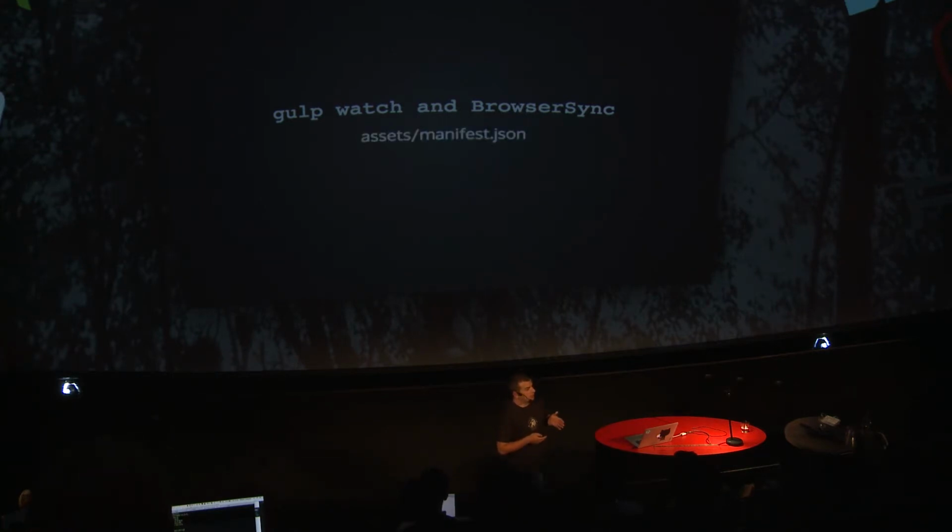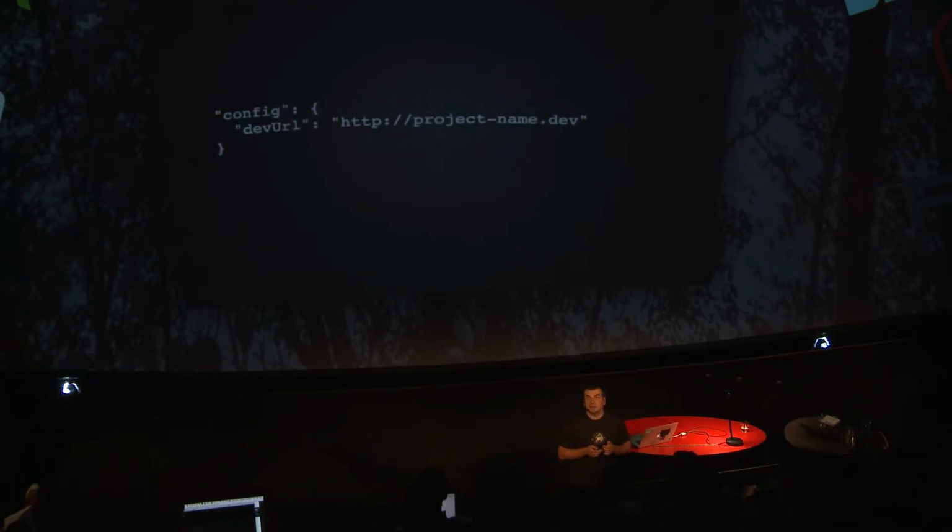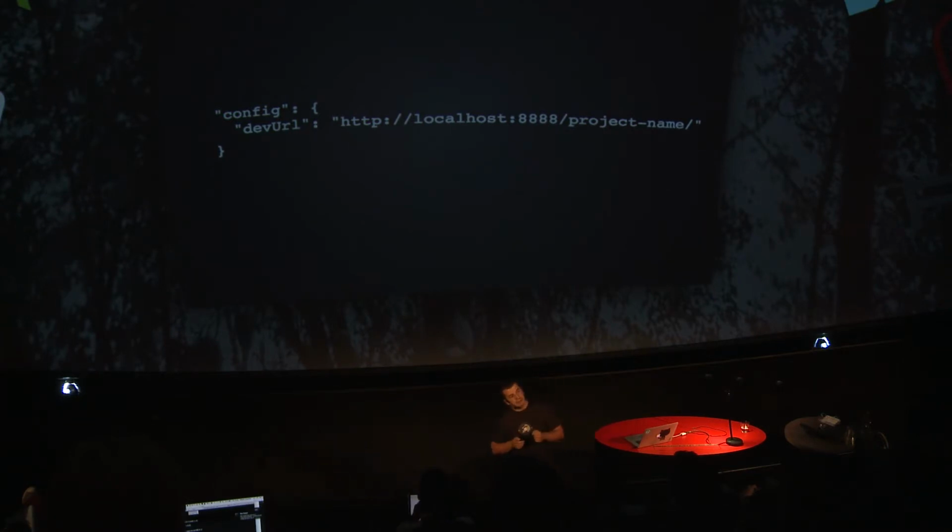Why? Because within the assets folder, you have the manifest JSON file, and you can set your dev URL within that file, and it will watch for that. You have to change the dev URL to something like localhost on some port, along with the project name, and it watches for all the changes to your files, and whenever you change something in CSS, it injects it in your page, and it automatically kind of refreshes, which is awesome because there is nothing wrong with injecting CSS into your page.